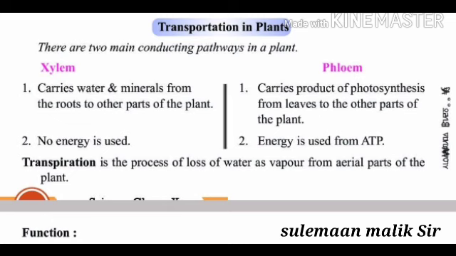How does transportation in plants take place? Transportation takes place by the two pathways, that is xylem and phloem. Xylem carries water and minerals, and phloem carries products of photosynthesis. So these are the small terms through which you will have to remember. No problem at all. You can easily learn these two differences. There are no more differentiations.